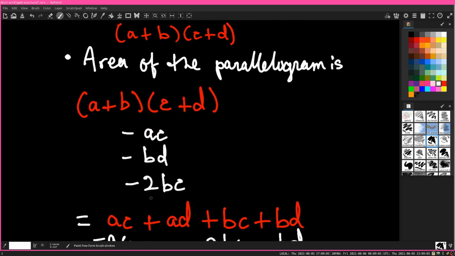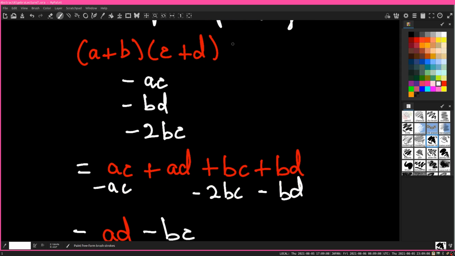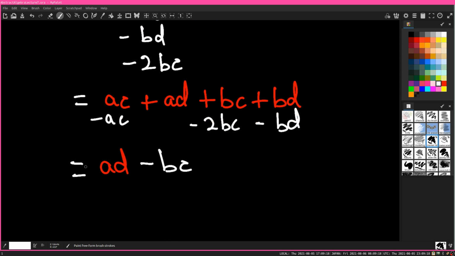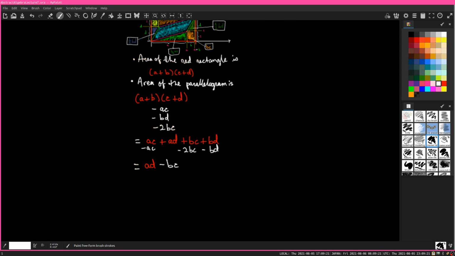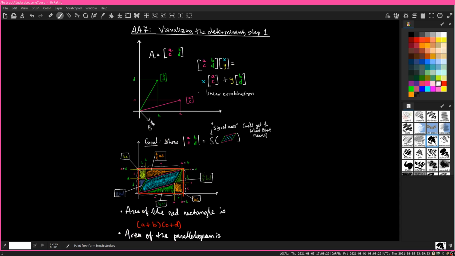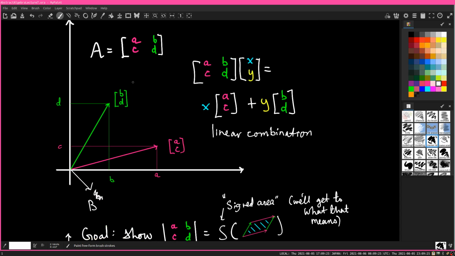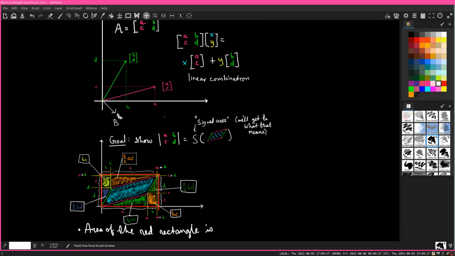You FOIL out that red thing, and that's ac plus ad plus bc plus bd, minus ac, minus 2bc, minus bd, and that is of course equal to ad minus bc, which is of course the determinant of our matrix A.